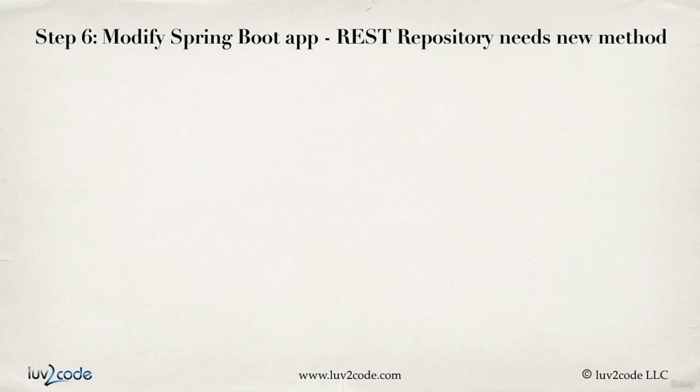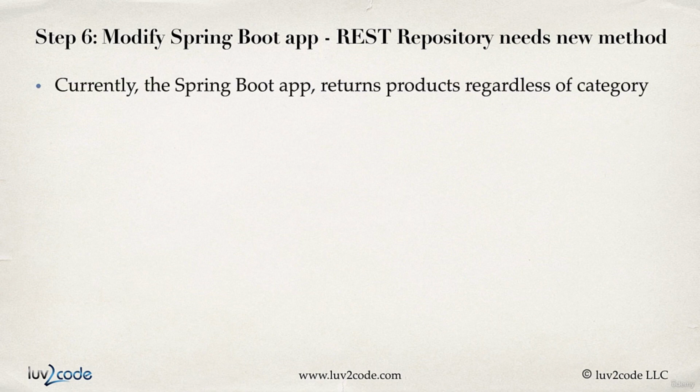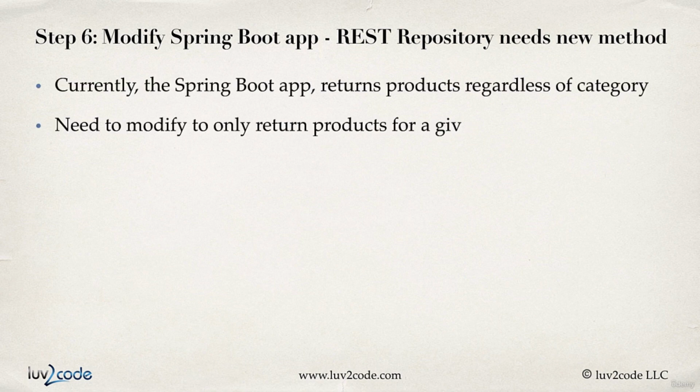All right, in step 6, modify the Spring Boot app. The REST repository needs a new method. Currently the Spring Boot app returns the products regardless of category. We need to modify this to only return products for a given category ID.